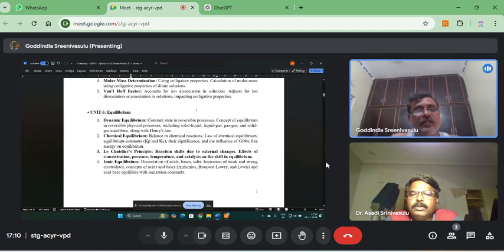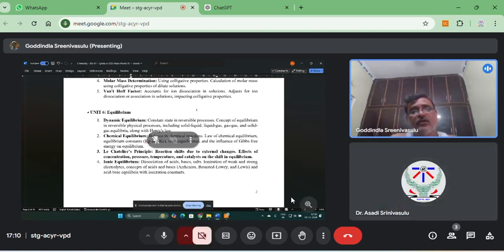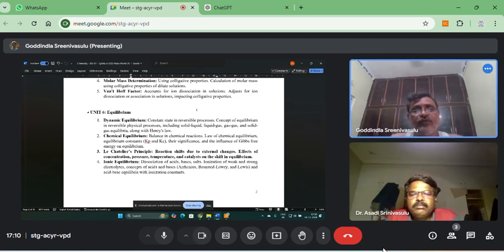It's a dynamic steady state equilibrium, you can say. That is a constant state in a reversible reaction. The concept of equilibrium in reversible physical processes, including solid-liquid, liquid-gas, and solid-gas equilibrium, along with Henry's law. So a dynamic equilibrium means between solid and liquid there will be distribution. Some components will be in solid, some in liquid. They will be distributed according to the equilibrium conditions. There won't be any change in the composition of each phase.